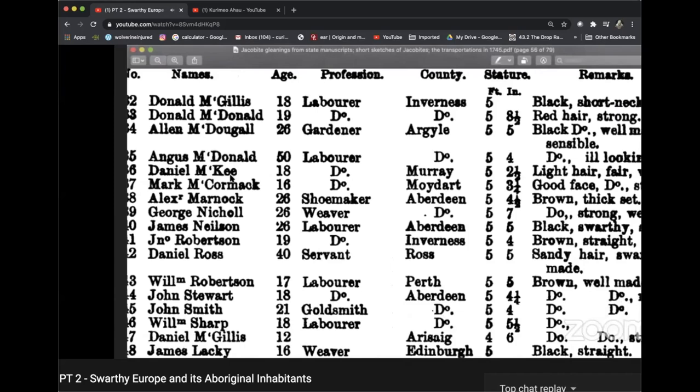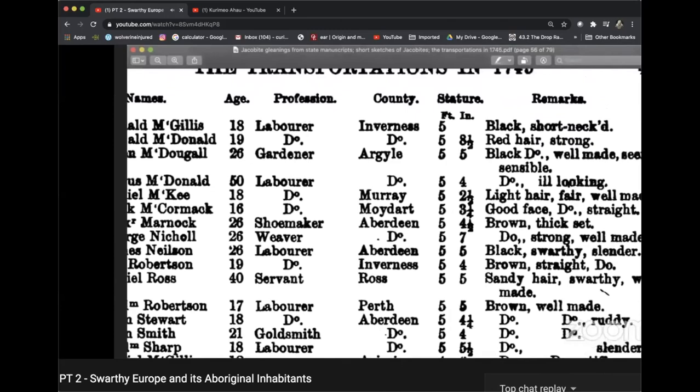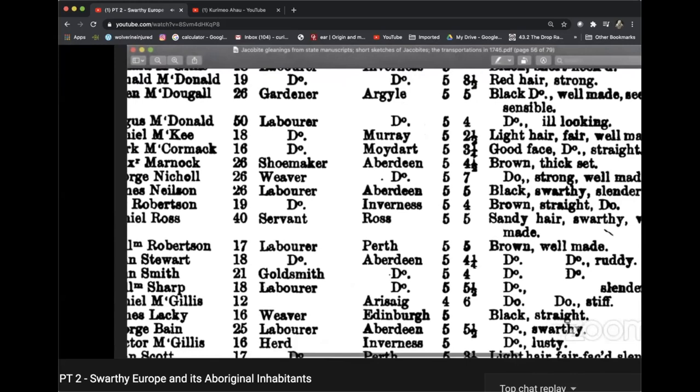Who's McKees? What does that have to do with the first person to own property and apartments and project-style buildings? He was a Maquis. Now, look at this. It says black, short neck, red hair, black, light hair, well made, fair. So he's fair, right? Brown, thick, black, swarthy, slender. That doesn't mean white because he can't be white and swarthy, right?